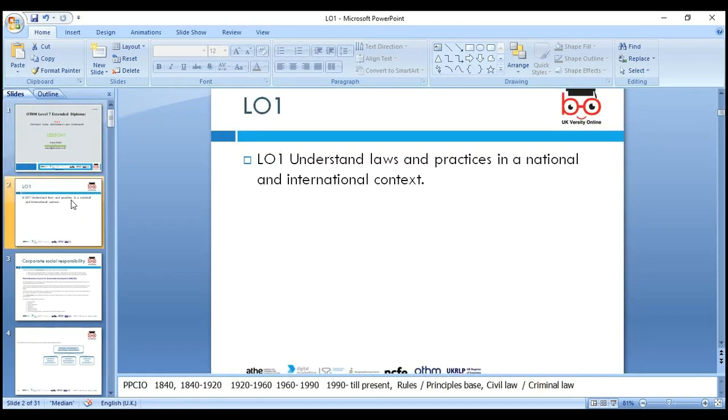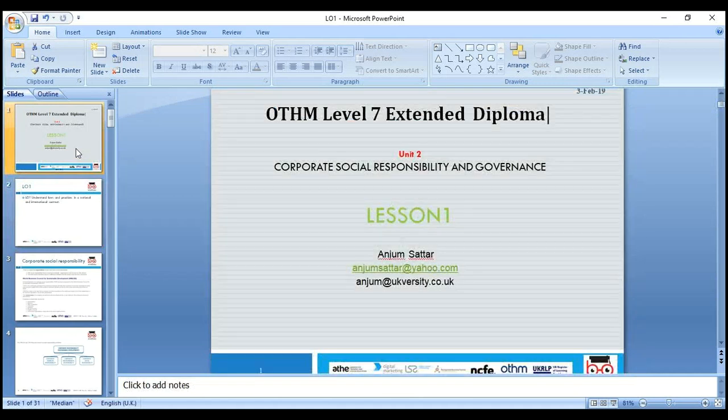I will go through these, locally within the UK and internationally. These are the different rules and different governance standards we should follow.